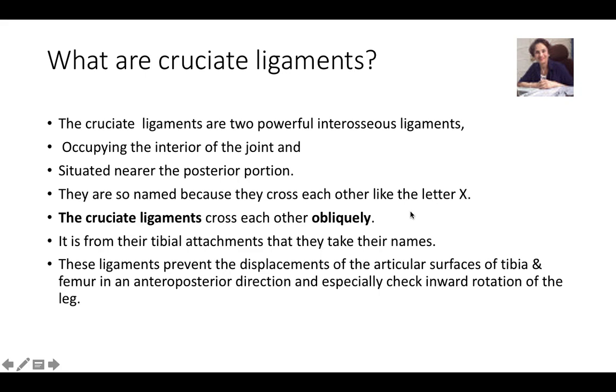Now the anterior and the posterior names come from their tibial attachment. If it is attached anterior in the tibia, then it is called anterior cruciate, and similarly it will be posterior cruciate. These ligaments are important because they prevent the anterior-posterior movement of the tibia and the femur over each other, and also the medial and the lateral, that is abduction, adduction, and they prevent rotation also.